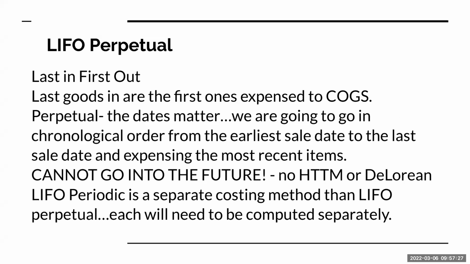We're going to go in chronological order from the earliest sale date to the last sale date, expensing the most recent items. Now, remember, with LIFO, we cannot go into the future.